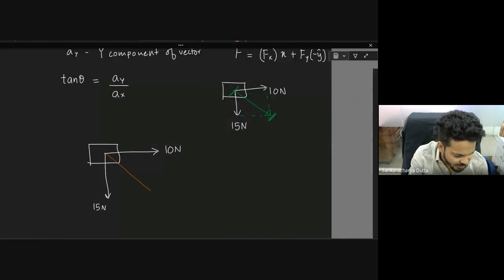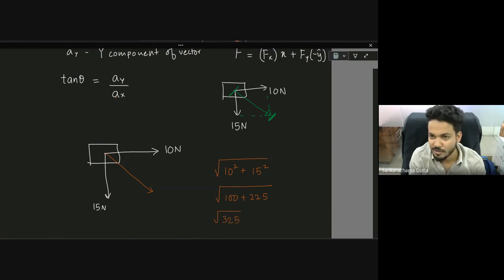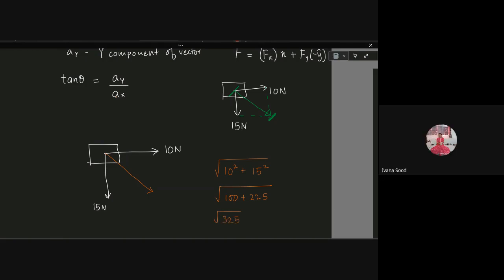So first thing I know, the net vector, the net force, will be actually in this direction. What will be the length? Well, it's very easy. The magnitude will be given by under root of 10 square plus 15 square. Now 10 square is 100. 15 square is 225. So the length of this vector is under root of 325. No need to worry if you're not getting a whole number. That's 5 root 13.